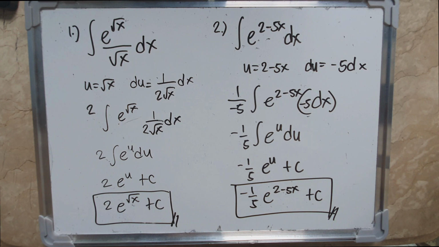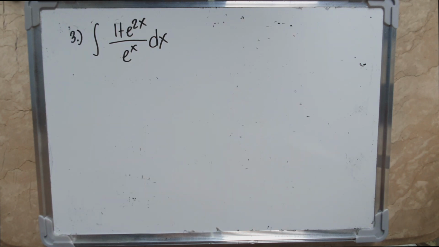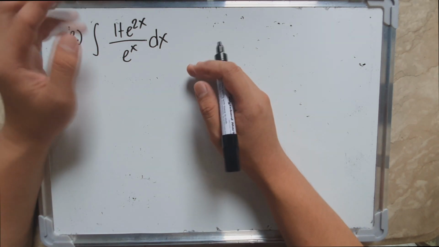Now for examples 1 and 2, the value of the u is very obvious. Now for example number 3, we have the integral of (1 plus e raised to the power of 2x) all over e raised to the power of x dx. So this is far different from the previous two examples.